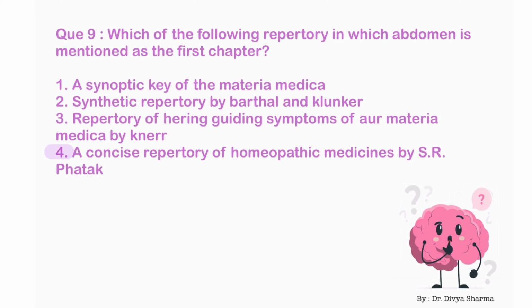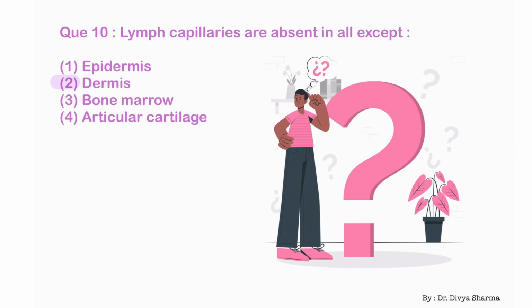Question number 9. Which of the following repertories has abdomen mentioned as the first chapter? Now since you know, A Concise Repertory of Homeopathic Medicines by H.R. Phatak is an alphabetical repertory, abdomen is mentioned as its first chapter. So the correct option is option 4.